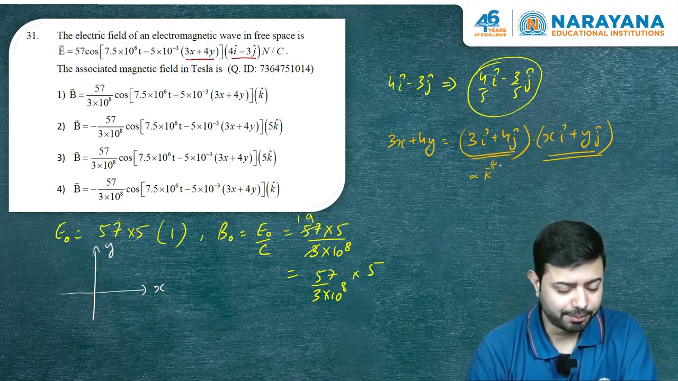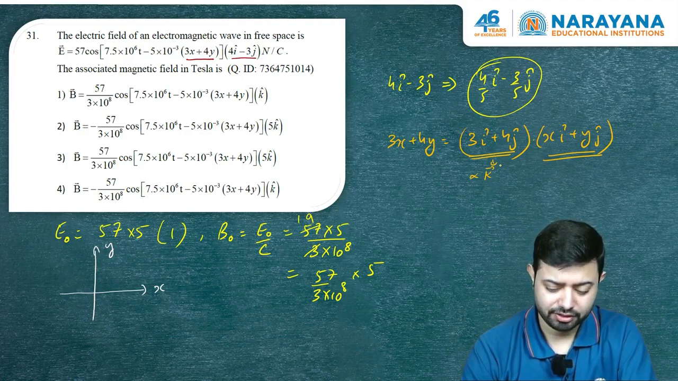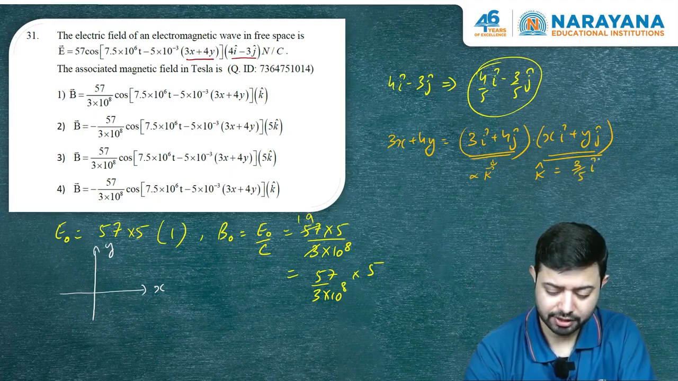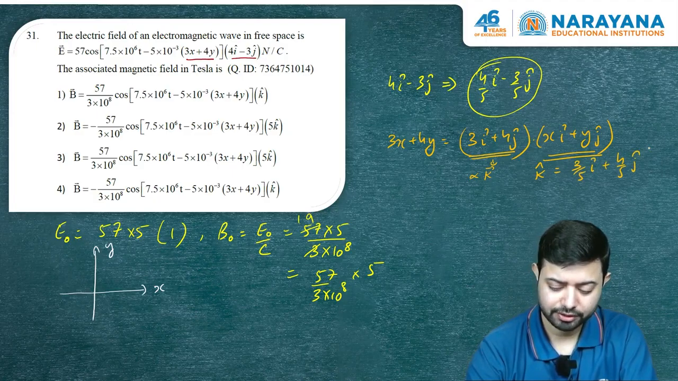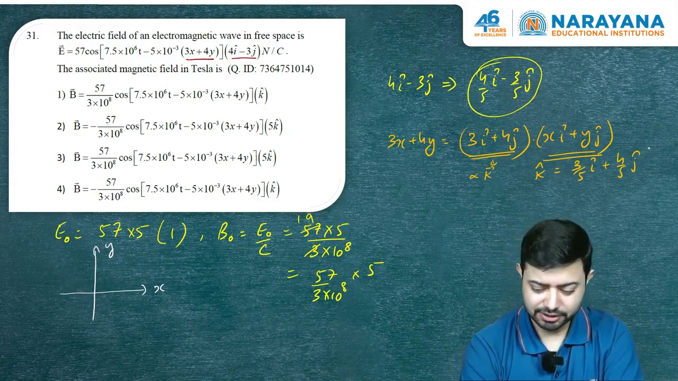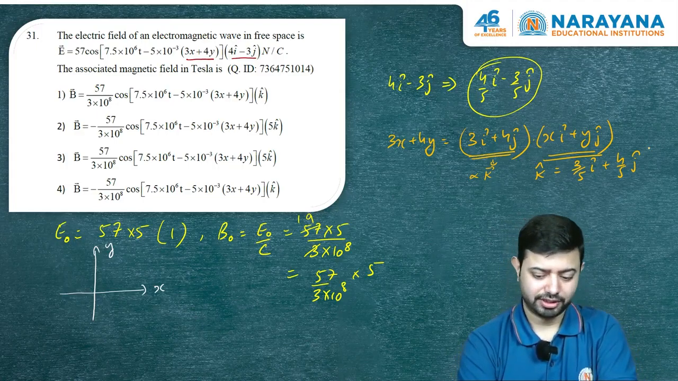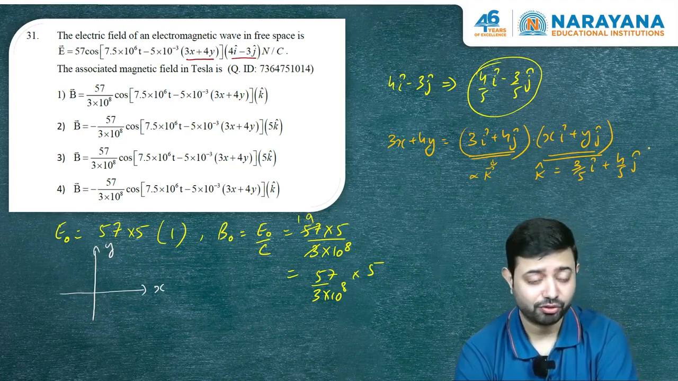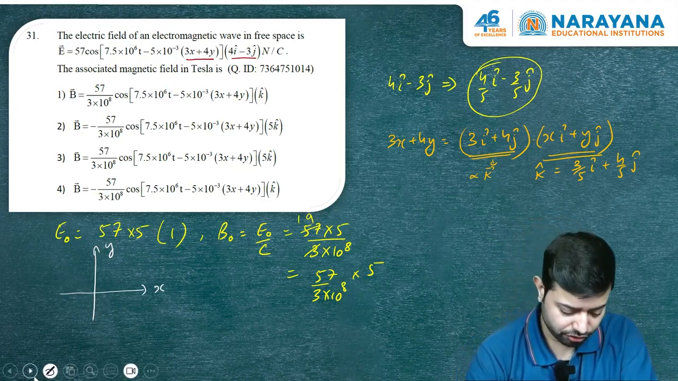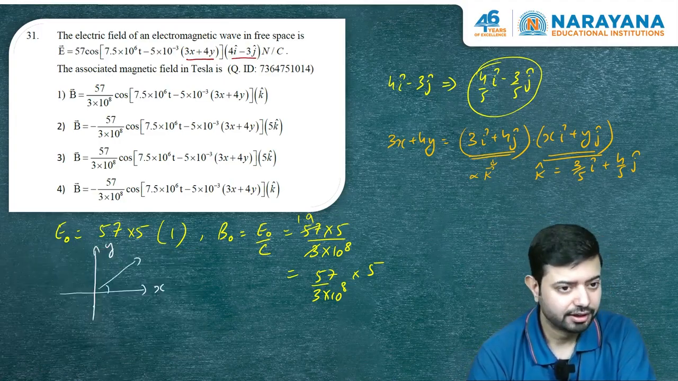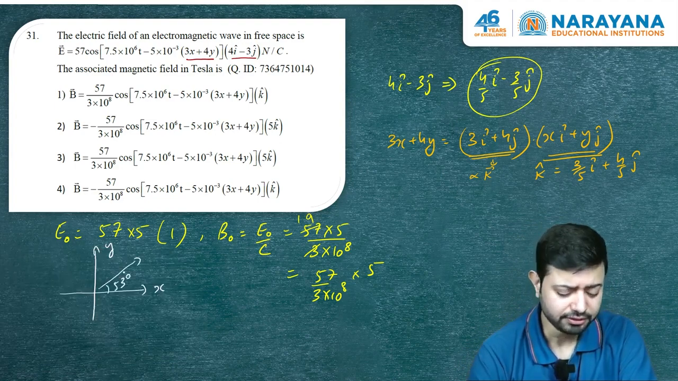So which direction is the k cap then? It is simply 3 by 5 and 4 by 5. What is my k cap direction vector? k cap will become 3 by 5 i cap plus 4 by 5 j cap. So this is the propagation direction, k cap. Now if you know this propagation direction, you can see the angle also. What is the angle of this propagation? 3 i cap plus 4 j cap is in the first quadrant. So the ray of light is going in this direction, at an angle that represents 53 degrees.